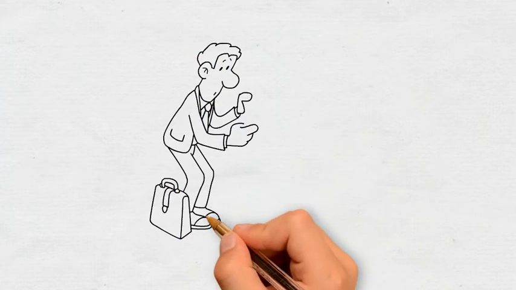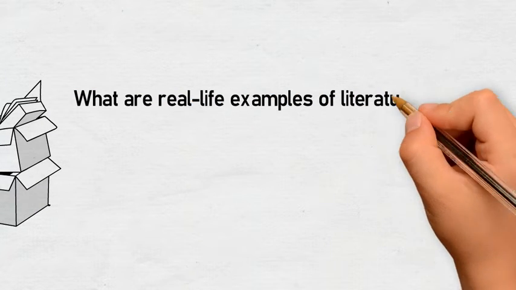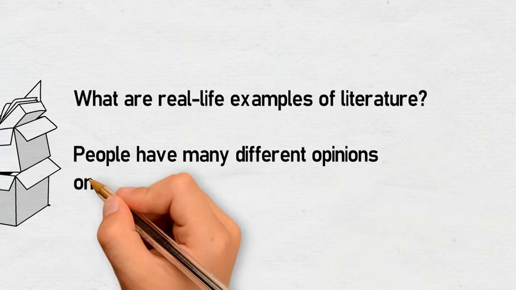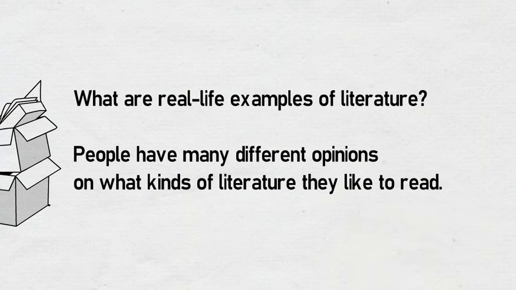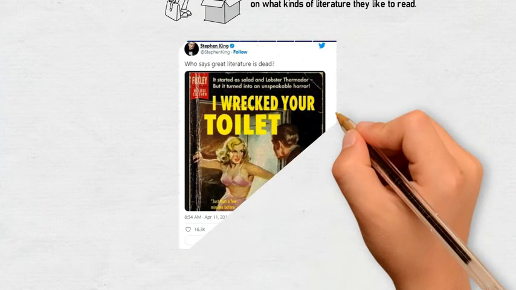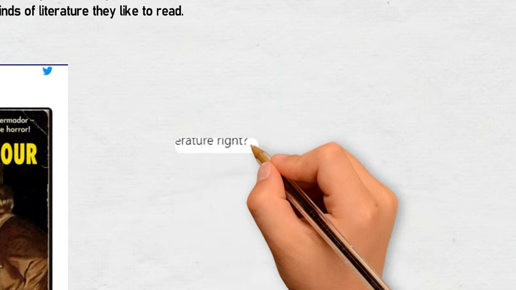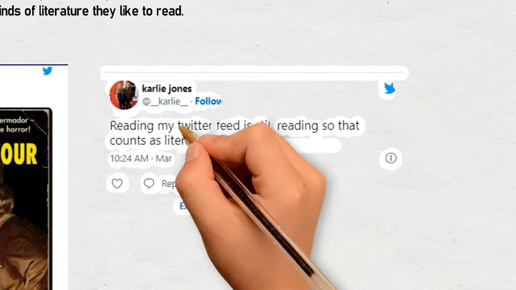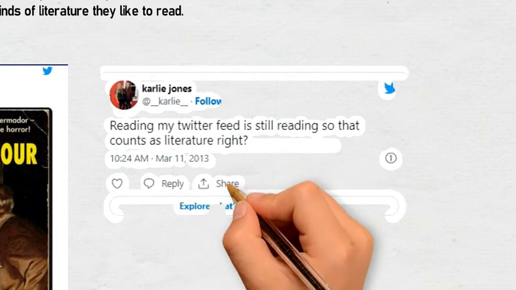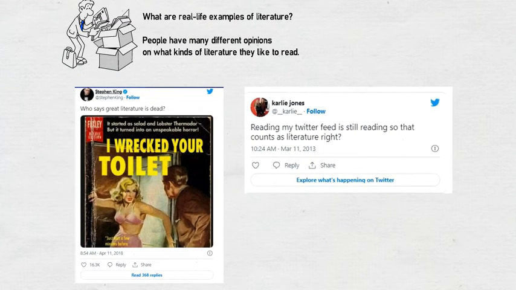And now we step up to the next material. This is about the real-life examples of literature. This is interesting, because people have many different opinions on what kinds of literature they like to read. For example, this is a tweet from Stephen King. Stephen King, his real name is Stephen Edwin King, is an American author of horror, supernatural fiction, suspense, crime, science fiction, and fantasy novels. He said in his tweet, "Who says great literature is that?" and then posts a cover of a novel about wrecking your toilet.